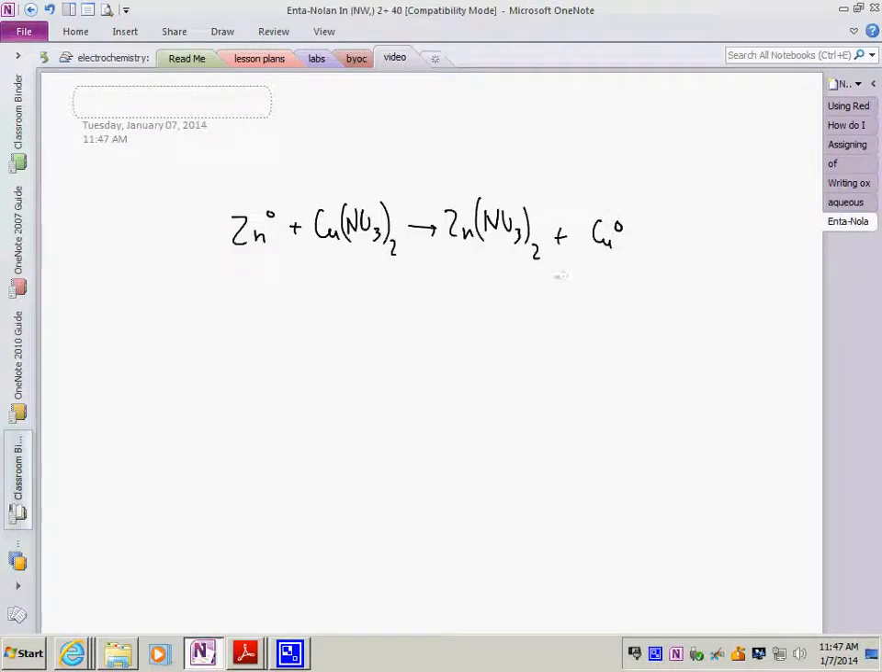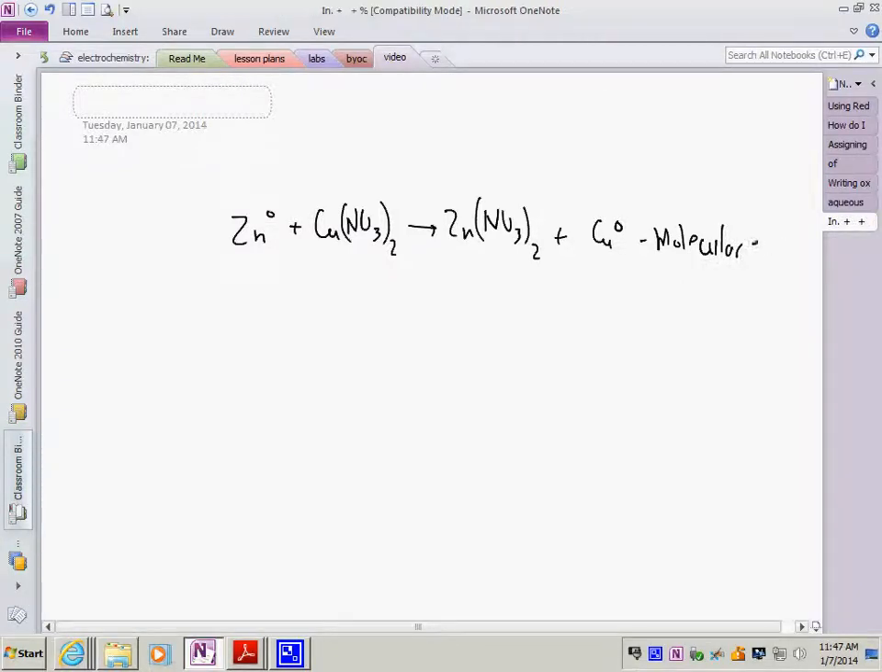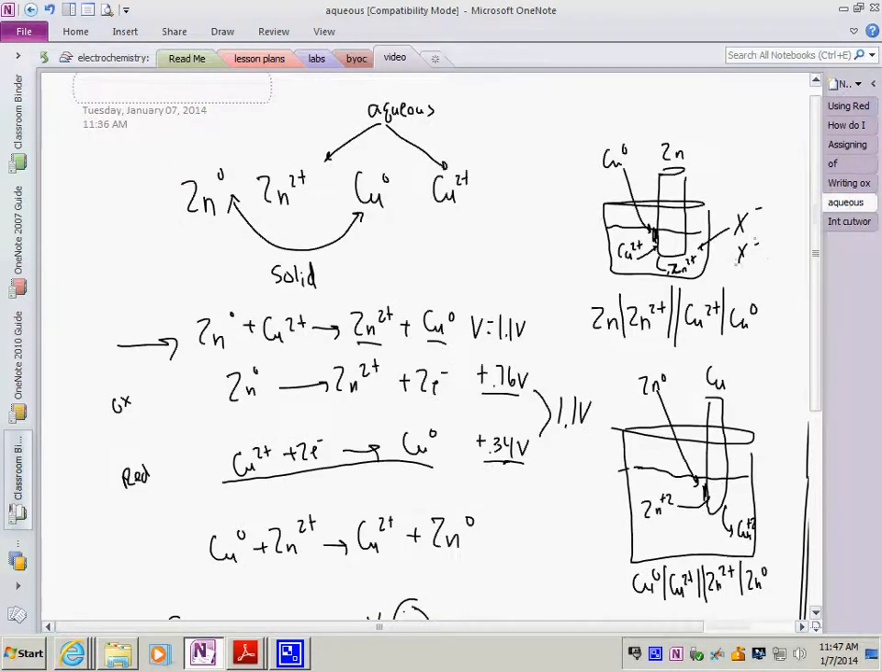This is called the molecular equation. It's holding things together when in reality they're not really together. These are split here, and the anions and the cations float around separately, as they are in this picture right here. We'd have X negative, X negative. This X negative isn't part of the exchange. This is what's called a spectator ion.